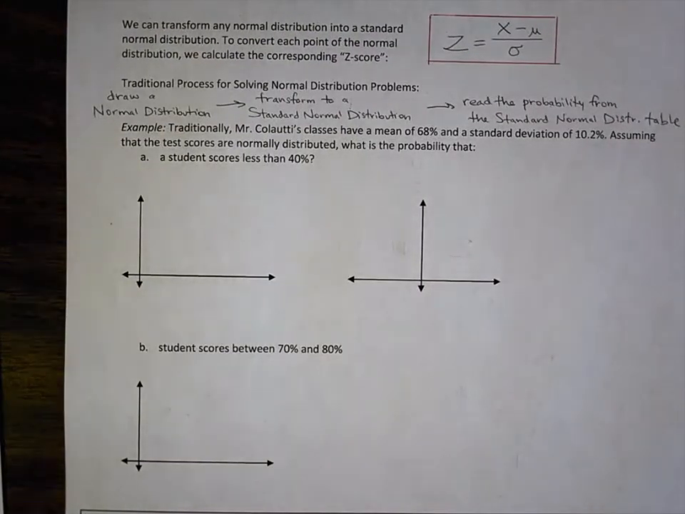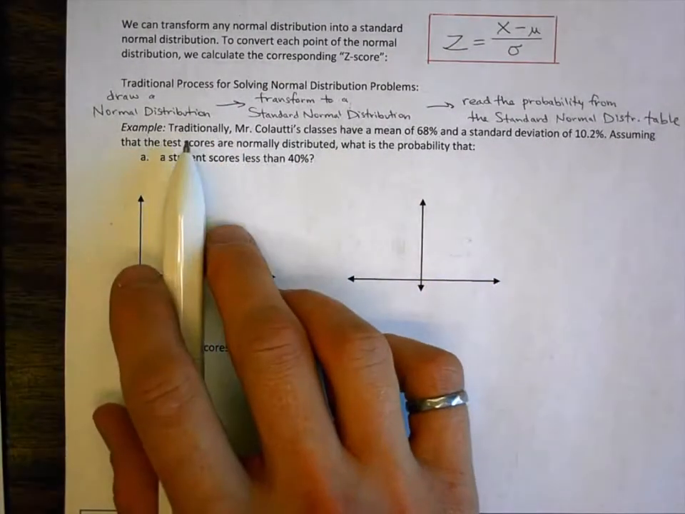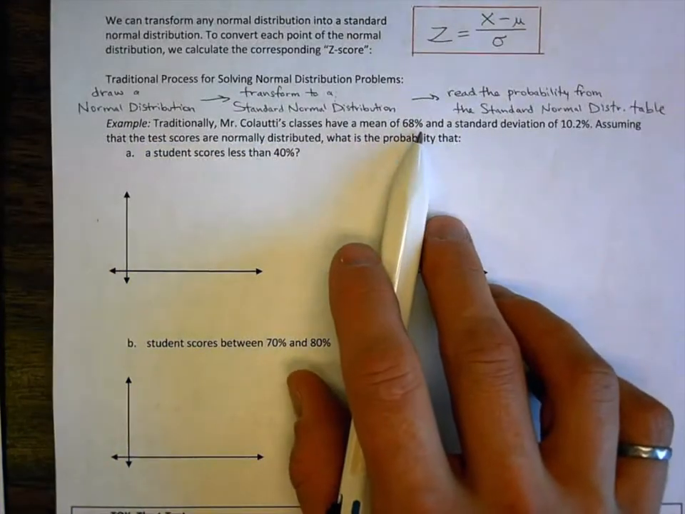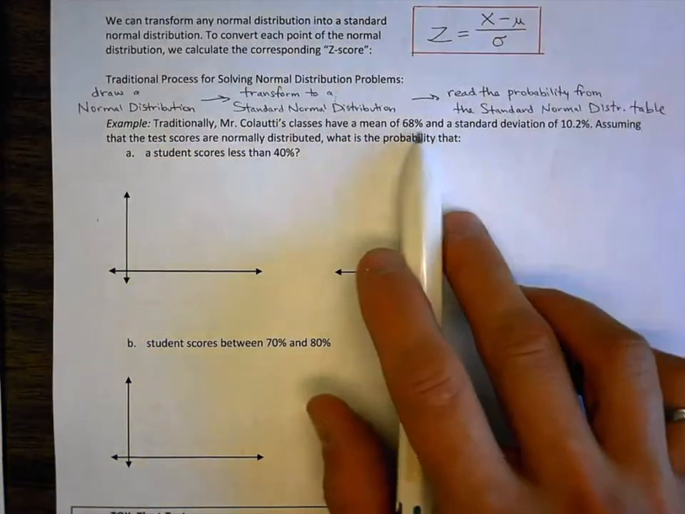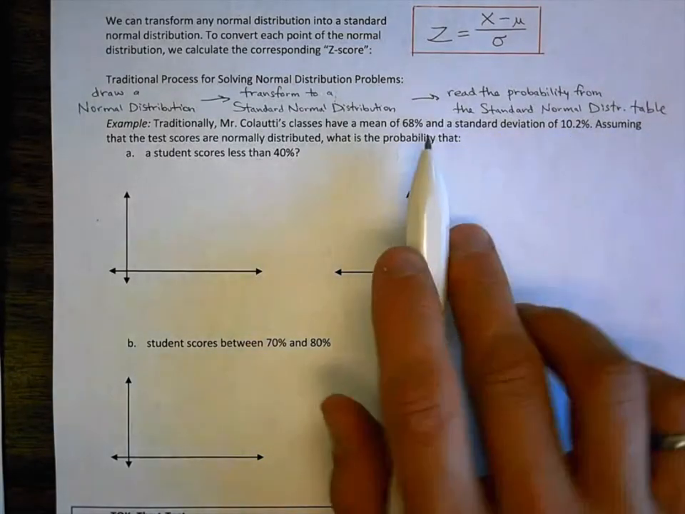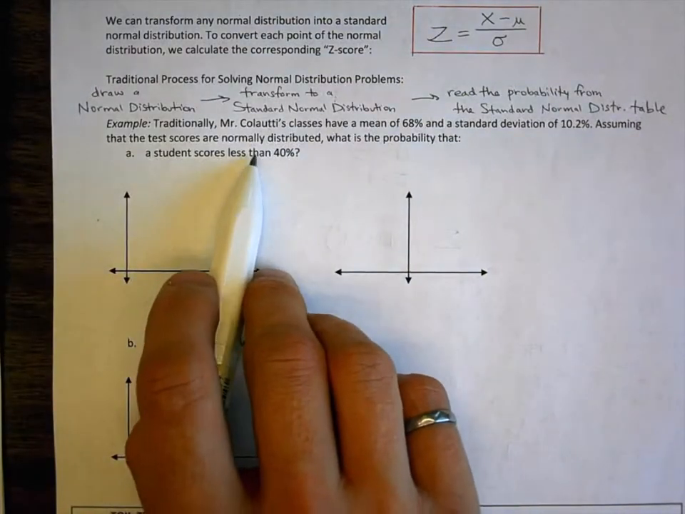So let me show you how we would normally do a question like this. So a real life question. So traditionally, Mr. Colley's classes have a mean of 68%. Oof, not an IB, usually a lot higher, and a standard deviation of 10. Assuming that the test scores are normally distributed, what is the probability that a student scores less than 40%?